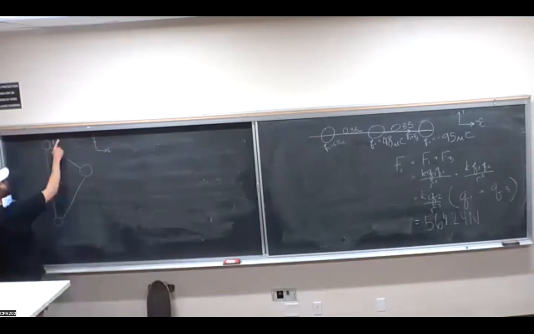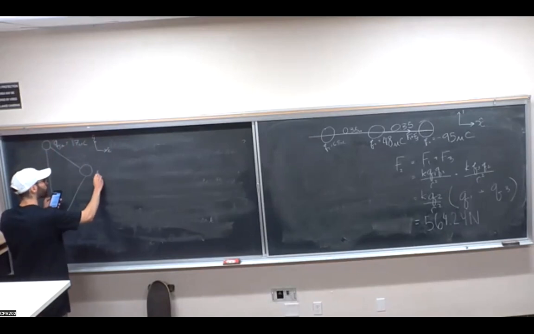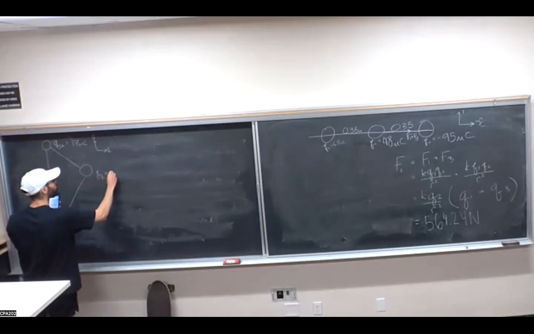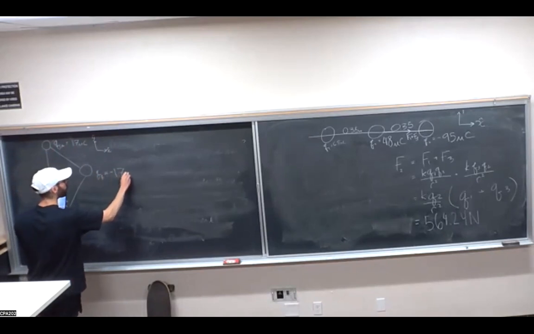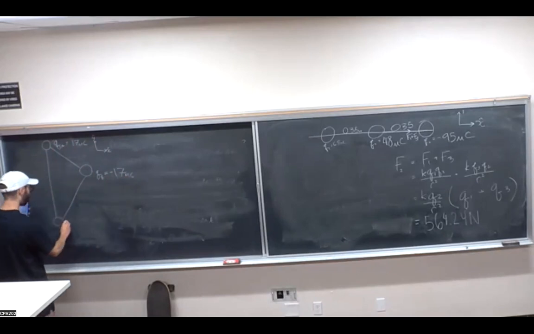QA is going to be small, it's going to get bigger. QA is equal to 17 microcoulombs. Here we have QB. QB is equal to minus 17 microcoulombs. And here we have QC, which is equal to 17 microcoulombs.